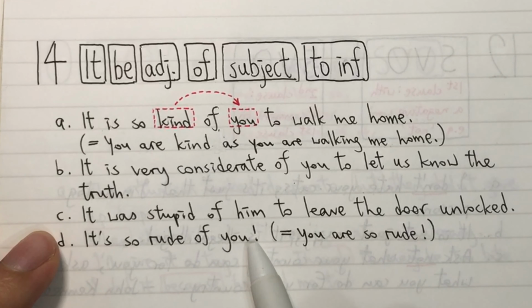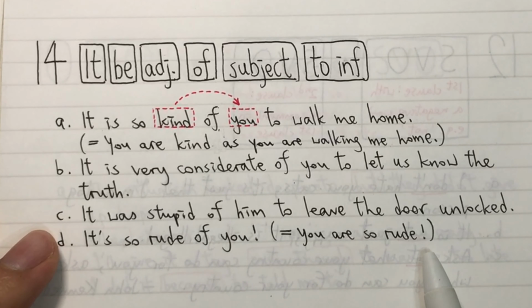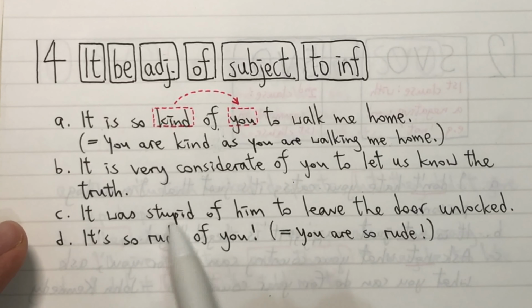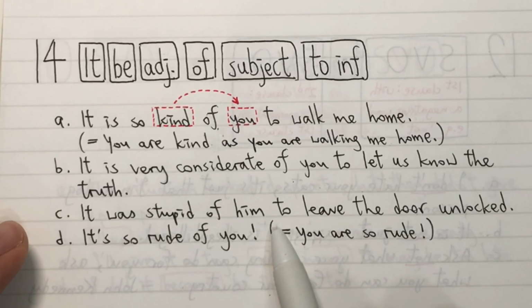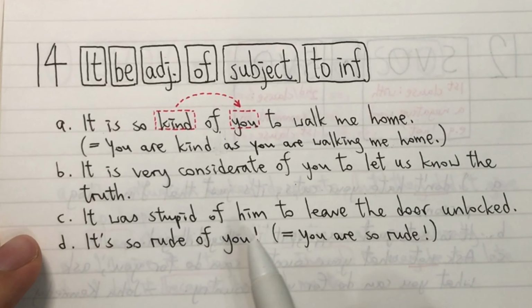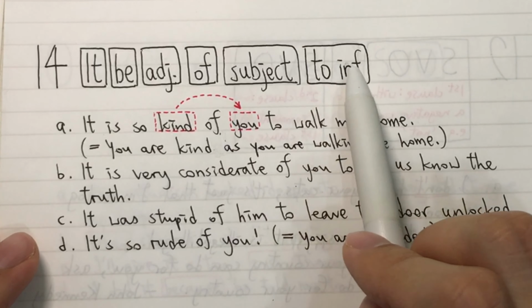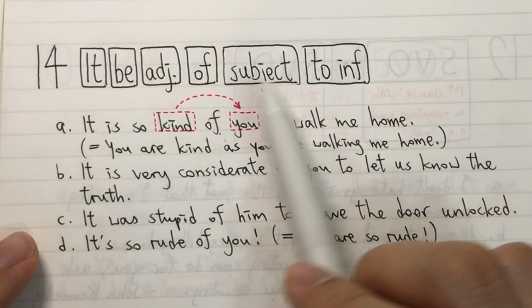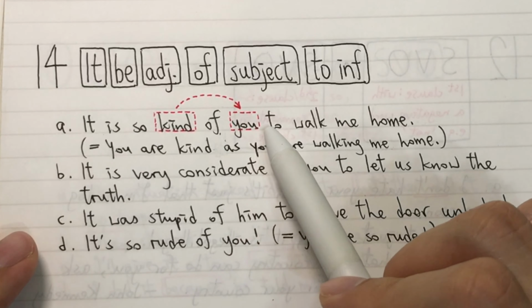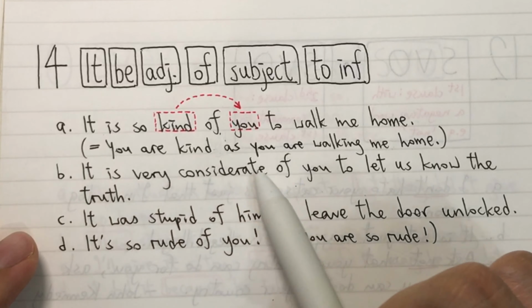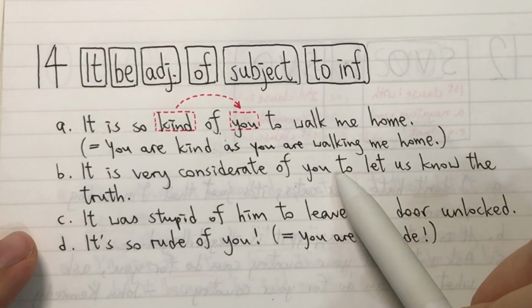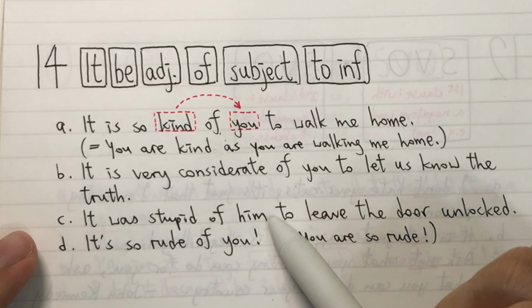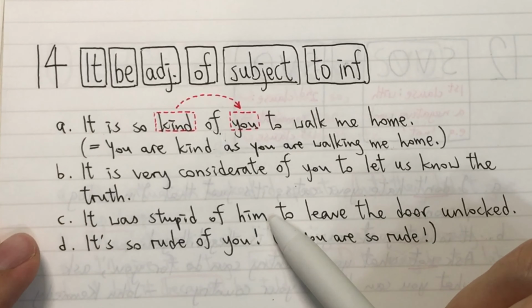It's so rude of you. You are so rude. And look at D. This is another special point about this pattern 14. You can simply stop there. It's so kind of you, full stop, without the to infinitive part. It is so kind of you, full stop. You are so kind. It is very considerate of you, full stop. You are very considerate. It was stupid of him, full stop. He was stupid. Yes, you can say that.